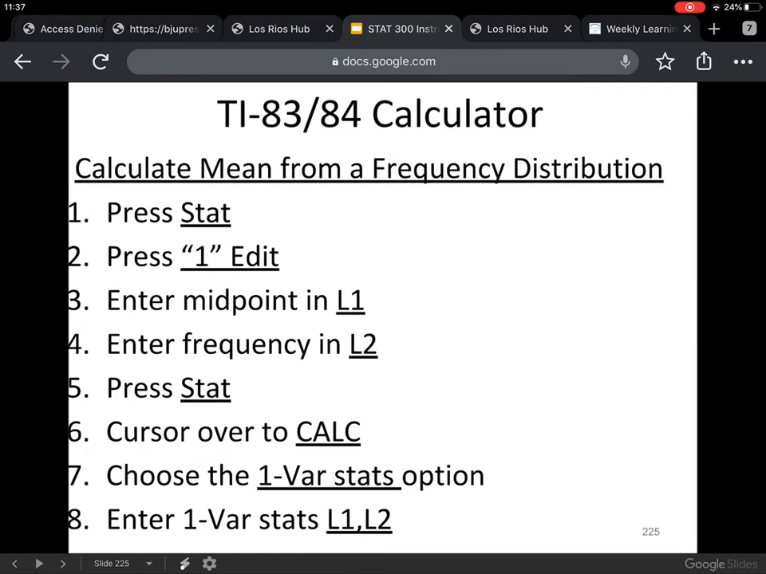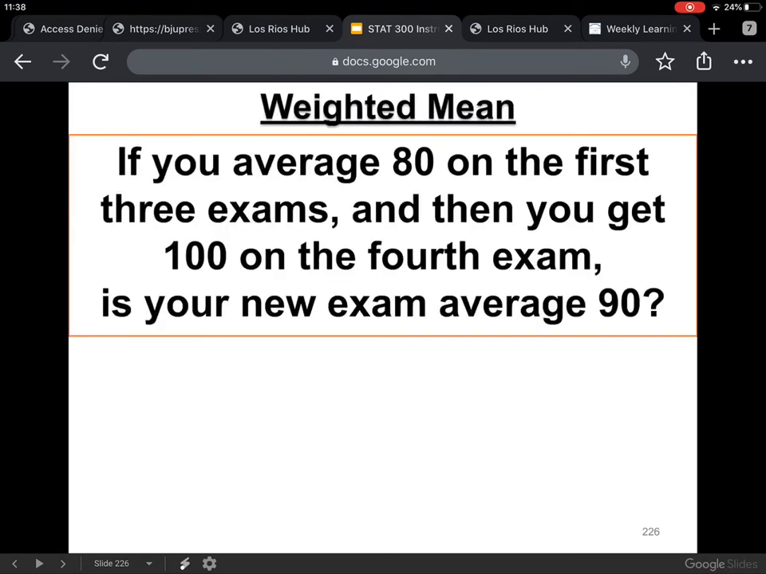Again, please hug your calculator. Your calculator can do this. What you're going to do is enter the midpoints, so you're going to have to calculate those. Find the midpoints into list 1, find the frequencies and put those in list 2. Press statistics, cursor over to calculate one variable statistics, and then instead of just writing list 1, do 2 lists, list 1 and list 2. Okay? That's how to calculate that on the calculator.